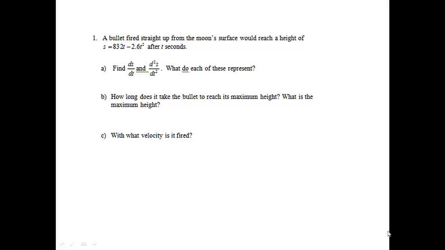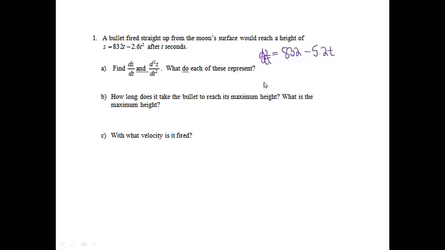Surface would reach a height of s equals 832t minus 2.6t squared after t seconds. And for part A, it says to find ds/dt and d squared s/dt squared, and what do each of these represent? So first of all, if we find ds/dt, that's just the derivative of s. So ds/dt will equal the derivative of 832t, which is 832, minus the derivative of 2.6t squared, which will be 5.2t.